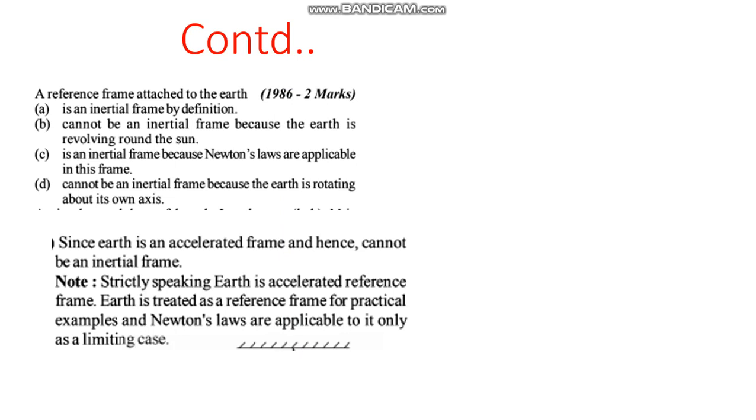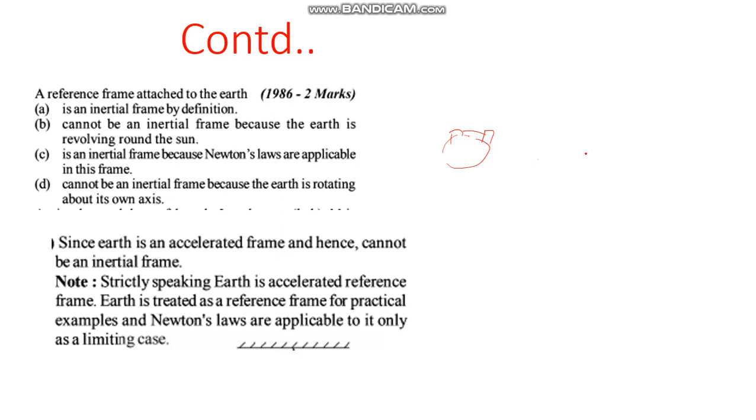So the next question: a reference frame attached to the earth. Four options are given and this is an MCQ type, where multiple choices can be correct, not a single option. So here you are taking the earth as a reference frame. Basically this is our earth surface. Now you are taking an object which is moving from here to here, let us say. You are taking the earth as a reference point, but basically the earth is also rotating.